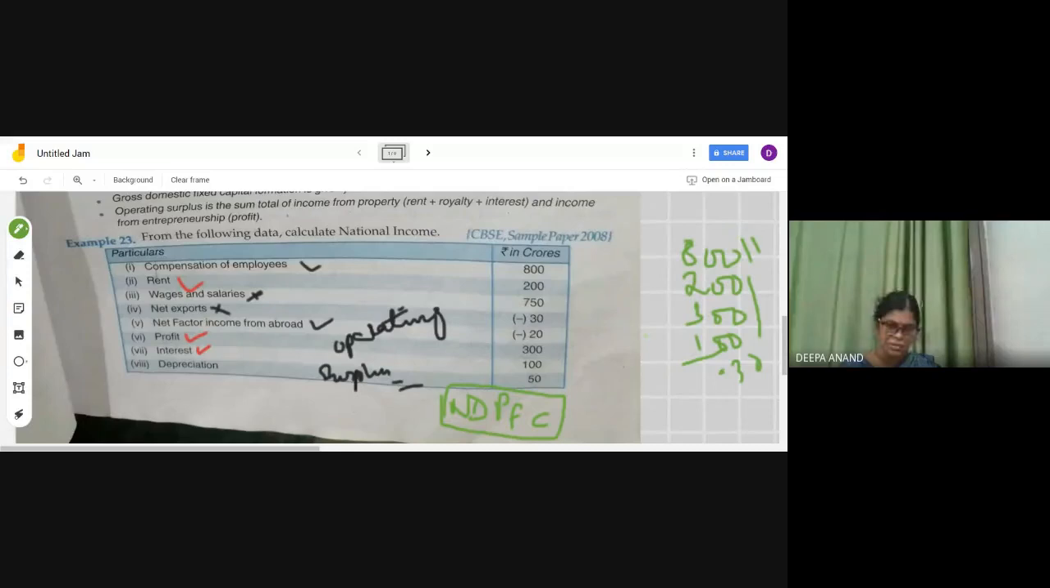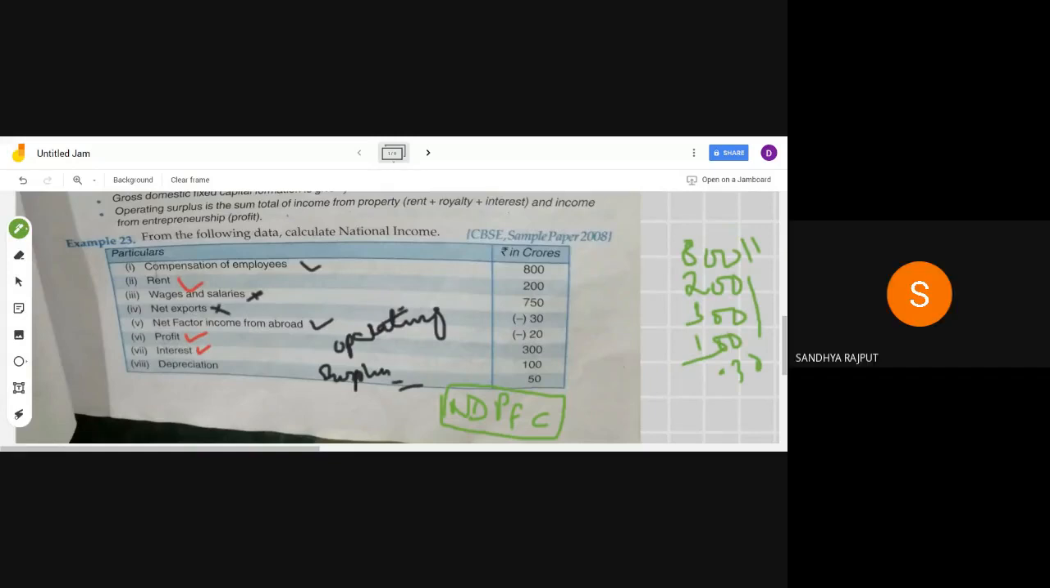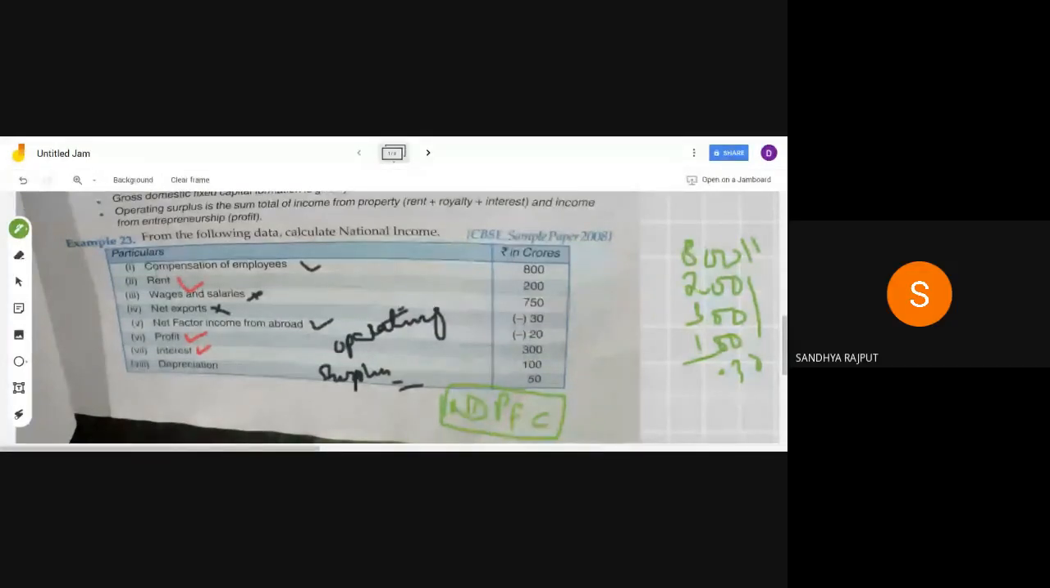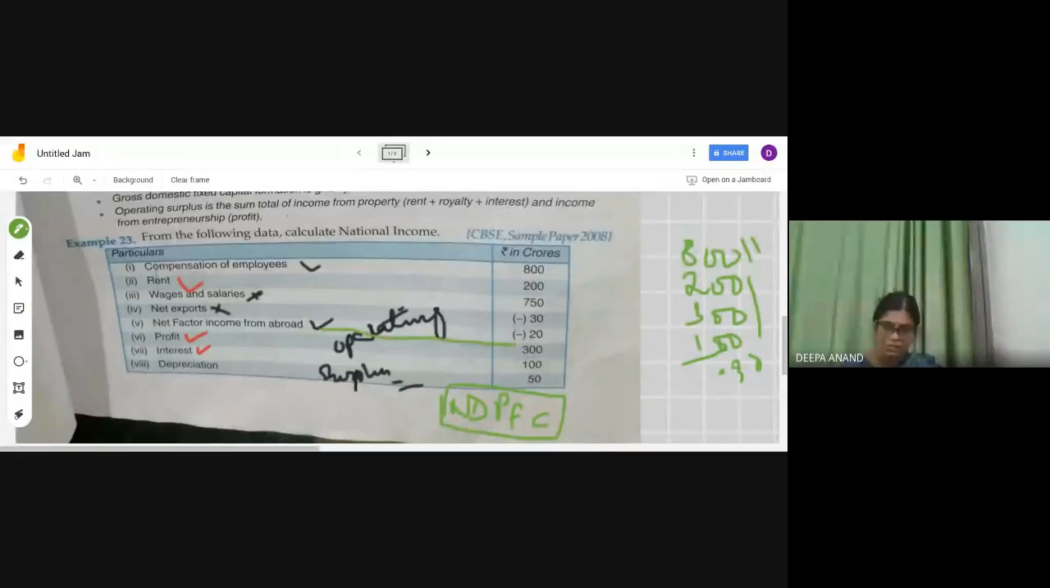You will get something like 1480 from that, right? What is the total you got? 1380. Okay. Did you get 1400 by adding all this? Yes, ma'am. NDP at FC, this I have written wrong. It's minus 20. Minus 20. From that, subtract 20, 1380. It's very easy, a very easy calculation. Only you should be familiar with the items.